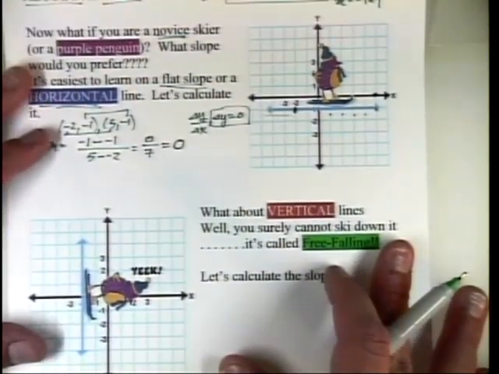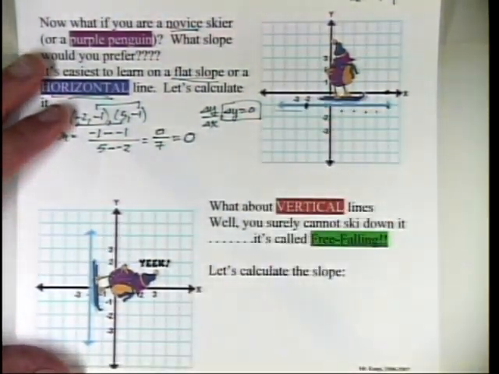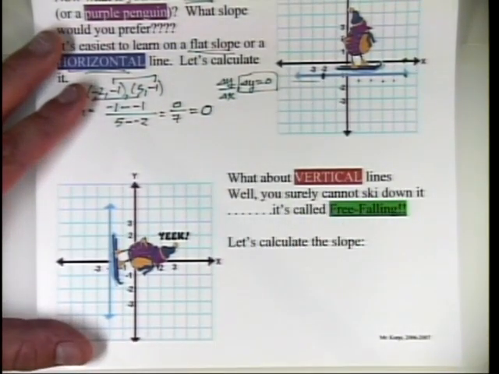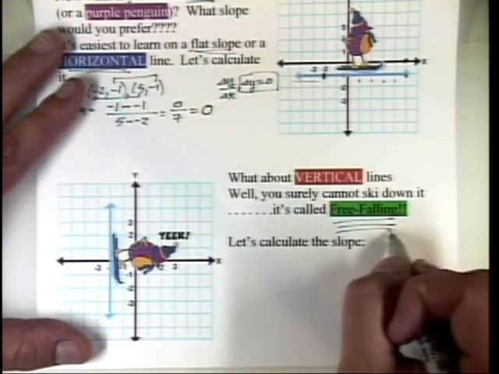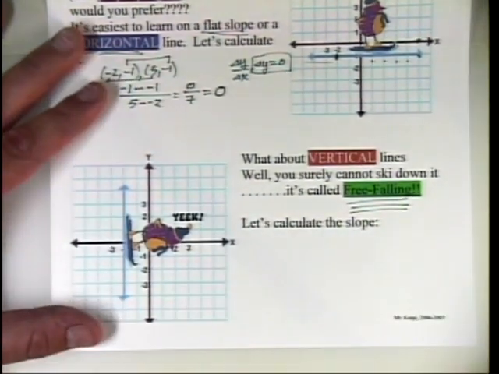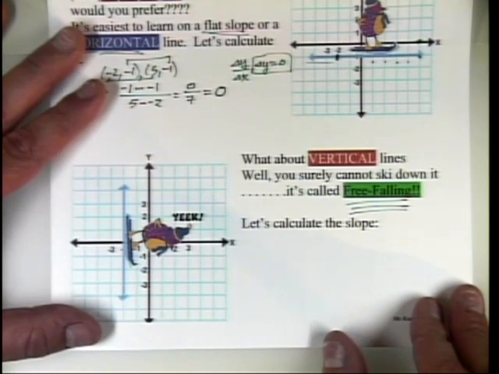Okay, now what about vertical lines? What if you are an experienced skier and you're crazy? A 0 slope is way too boring for you. Well, could you ski down a vertical slope? Unfortunately, you can try, but you're not going to be successful because it's not called skiing. It's called free falling, people. Okay? Be careful. And I'll show you why you can't ski down a vertical slope, because you can only ski down slope. Otherwise, it's total gravity working.